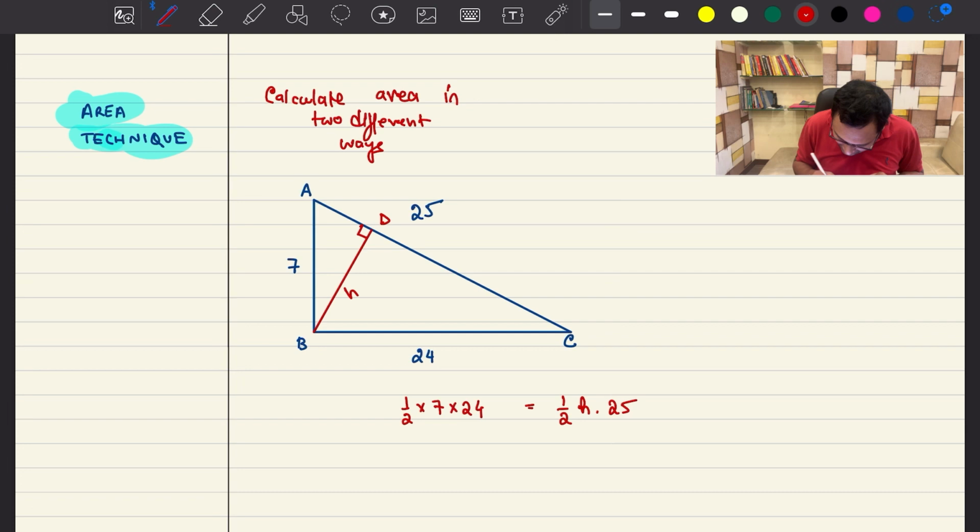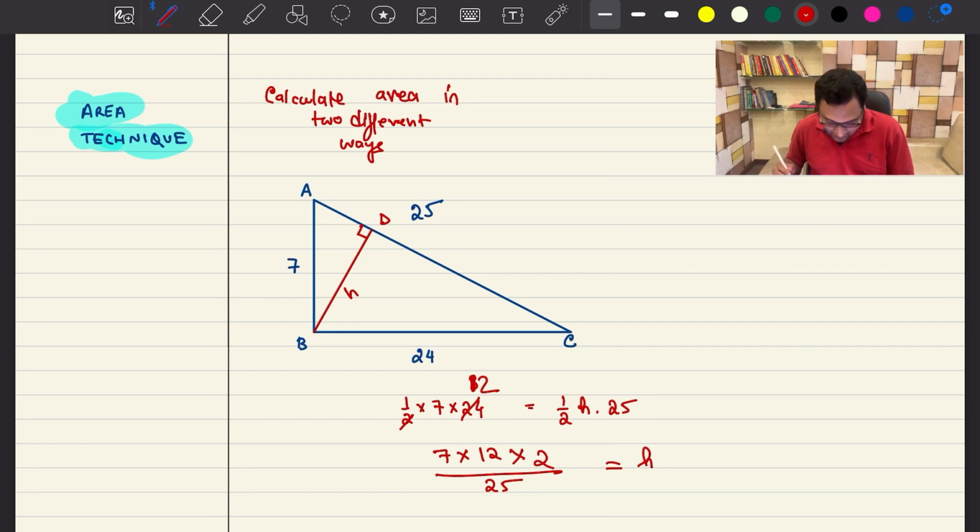So now let's cancel stuff out. So, oh, sorry, this is 12. So you have 7 times 12 times 2 by 25. That is equal to the height h. We have solved the problem that we wanted to solve, but we also learned a strategy that is useful in many other problems. Okay, remember this area strategy. Count it in 2 ways and equate them.